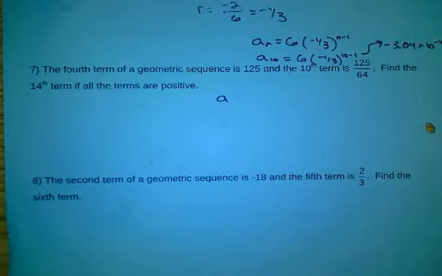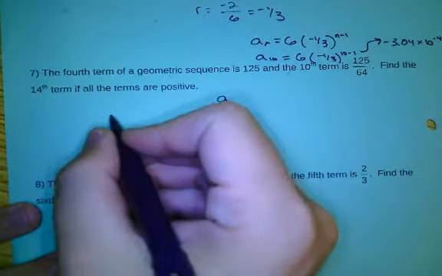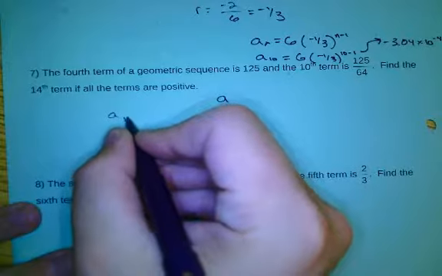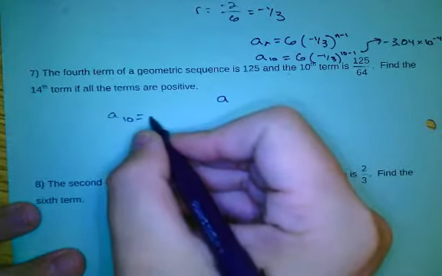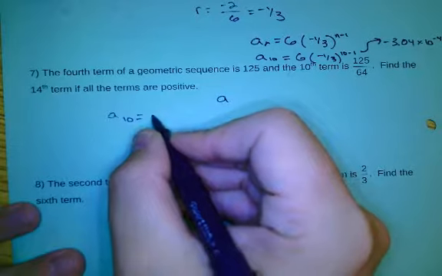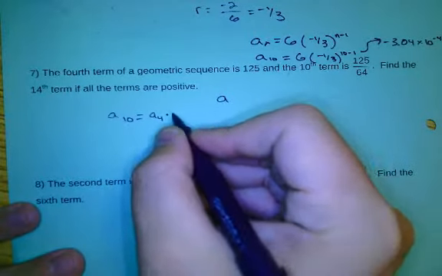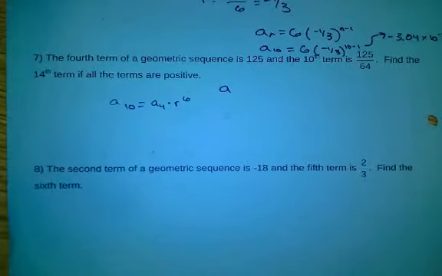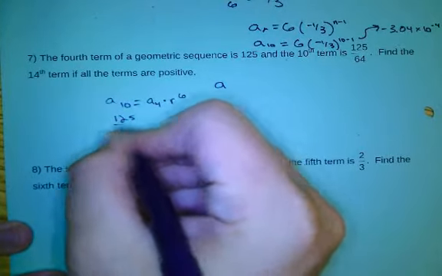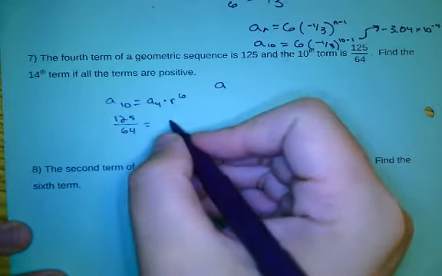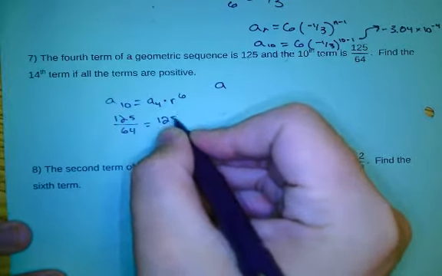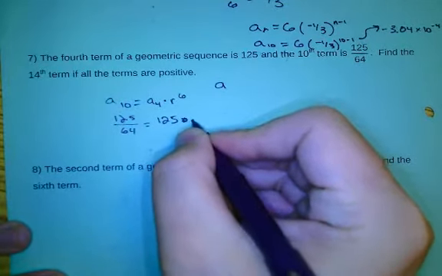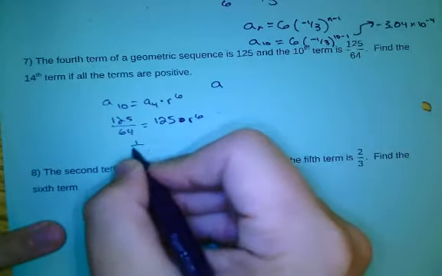So I did A10 equals A4. You did A sub 10? A sub 10 equals A sub 4 times R to the 6. Why'd you do that? Because I knew it multiplied 6 times between A4 and A10. And then if I plug in the value, times R to the 6. So what happens? You're going to get 1 over 64.